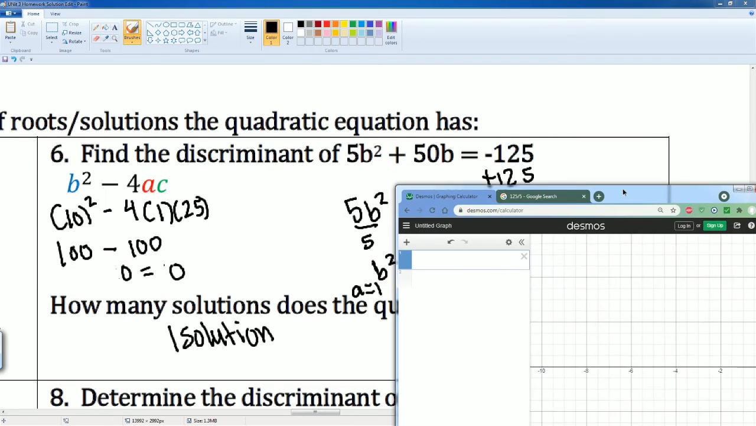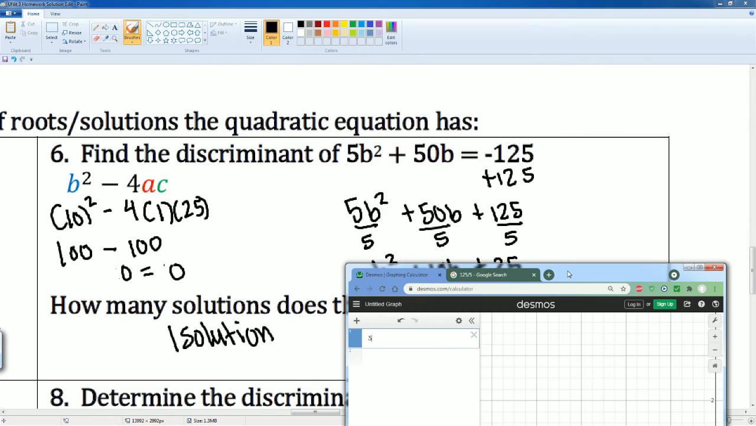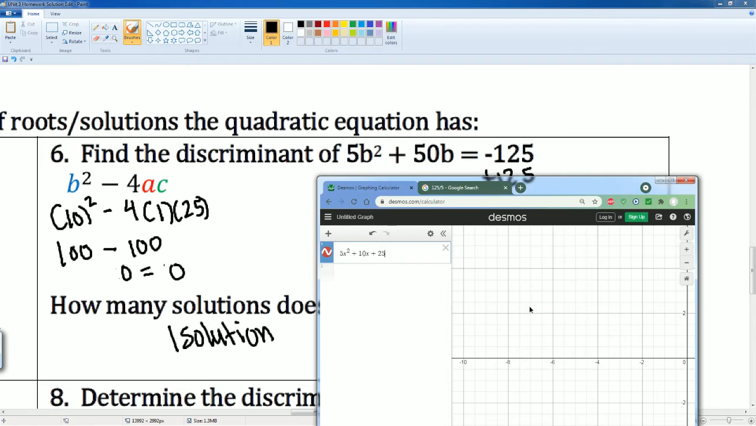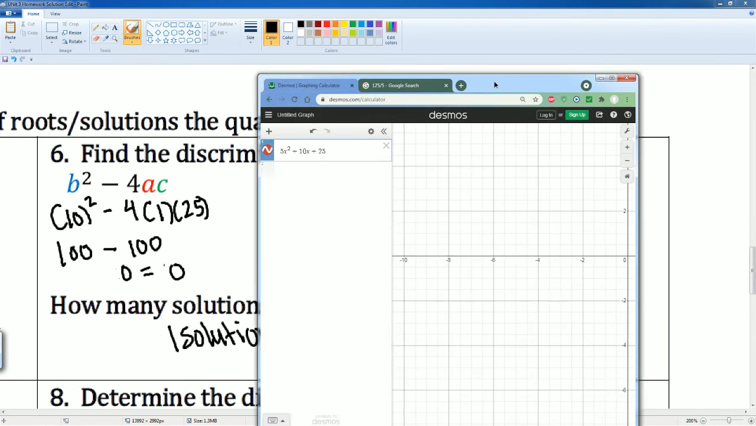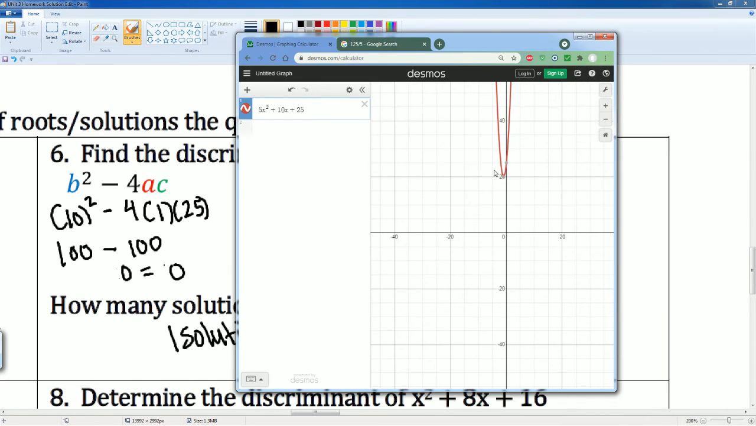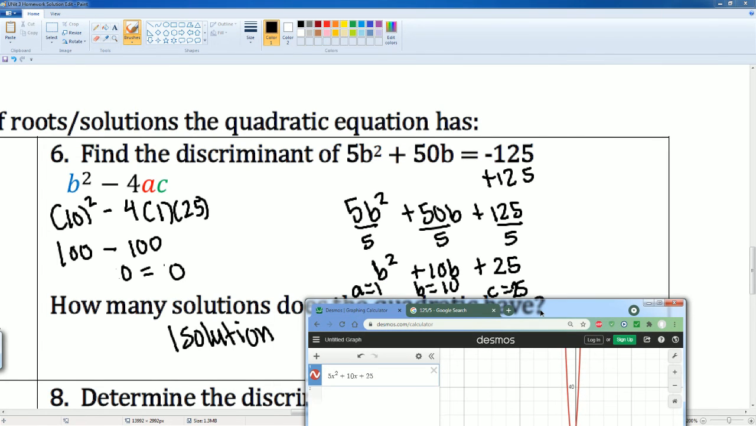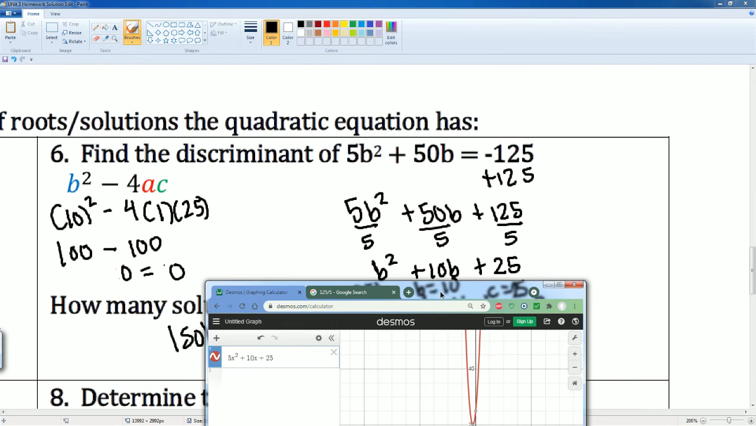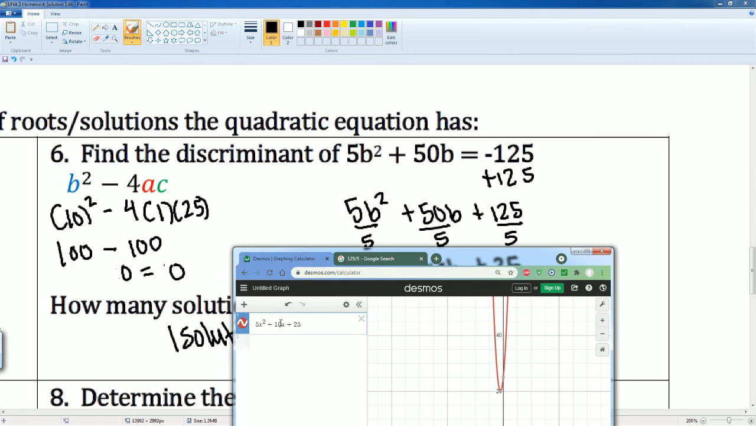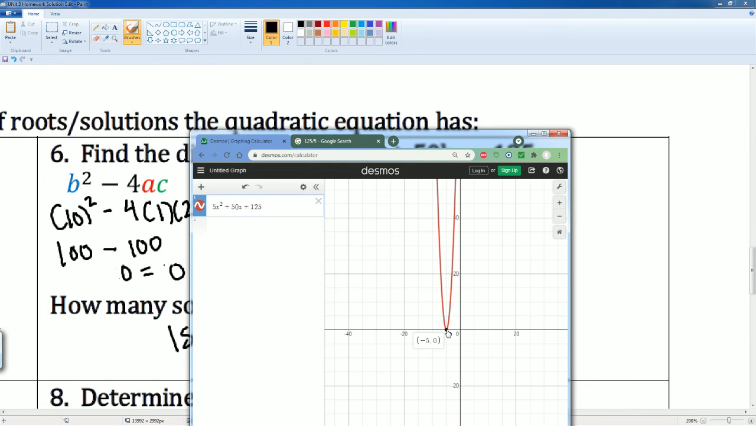Okay. We can graph 5x squared plus 10x plus, what is it, 25? Was that it? Yeah. 5x squared plus 10x. Yep. And look, zoom out. Wait. Hold on. Why is it only... Well, let's just graph the original. 5x squared plus, this should be 50, and this should be 125. Yep, perfect. You see? There you go.